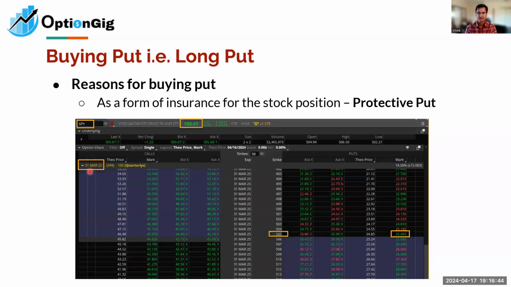I can use this. I'm not saying this is the right way to protect the portfolio, but this is a way to protect a portfolio. We're going to discuss later on, once we get into portfolio hedging, what may be the right way.